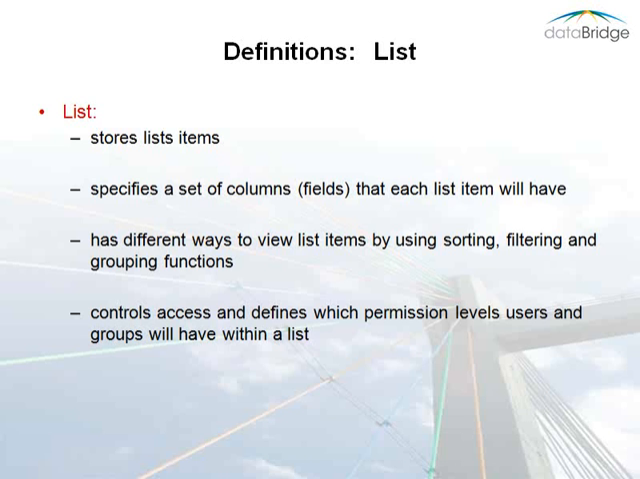Within sites, you have different lists that store list items, and they specify a set of columns or fields that each list item will have. Lists have different ways to view list items by sorting, filtering, and grouping functions, and they control access and define which permission level users and groups will have within the list.